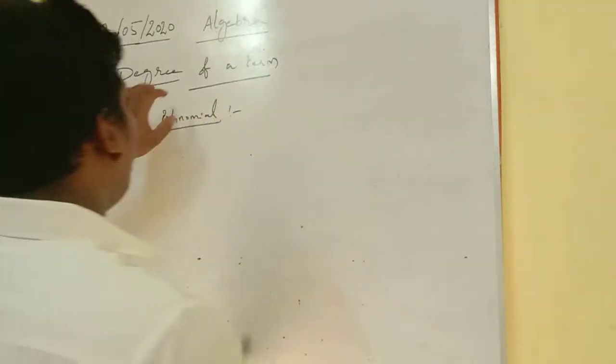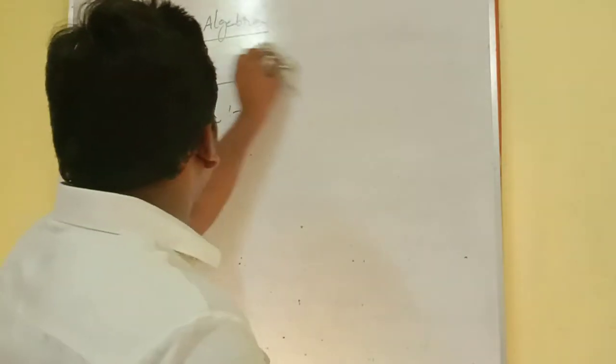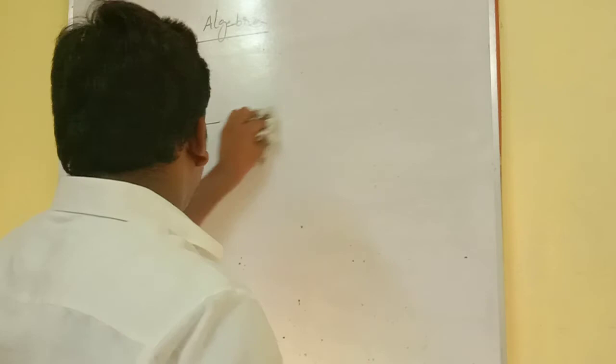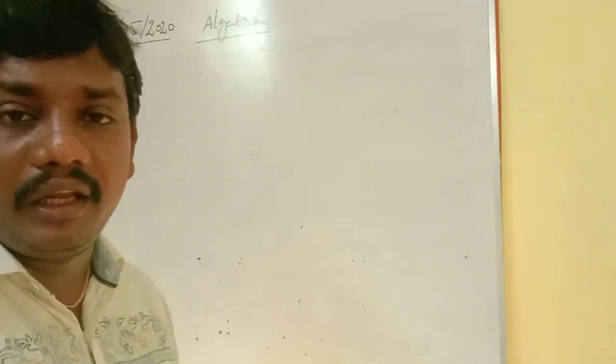So the degree of a constant polynomial is 0. The degree of the 0 polynomial is undefined. That means we cannot find it, we cannot determine that one. Now, based on the degree, we can categorize the polynomials.